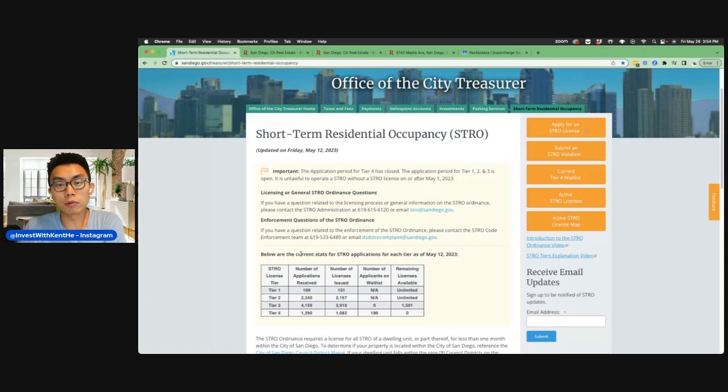You have to look up the regulations because I, for one, would never, ever want to risk anybody's capital investing in an area where, with a snap of a finger, they can take away your short-term rental license. So something for you to think about. And so for this part, we just want to make sure it's legal.